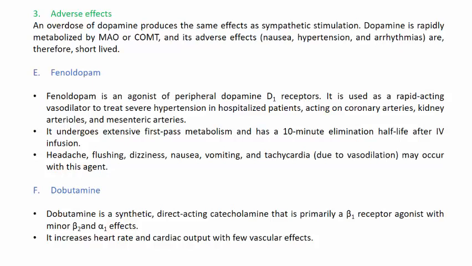Another agent is the dobutamine واللي هو عبارة عن synthetic direct acting catecholamine, primarily a beta-1 receptor agonist with minor beta-2 and alpha-1 effects. يعني هو يكون primarily beta-1 receptor agonist but also has minor beta-2 and alpha-1 effect. It increases heart rate and cardiac output with fewer vascular effects. يعني تشوفون إنه هذه الagents has effect on the cardiovascular system.